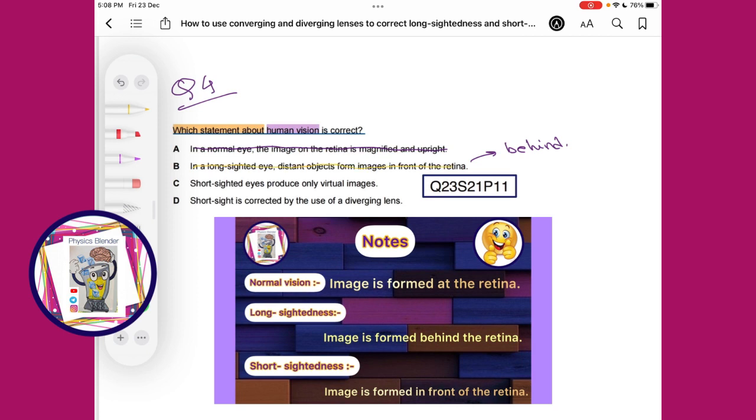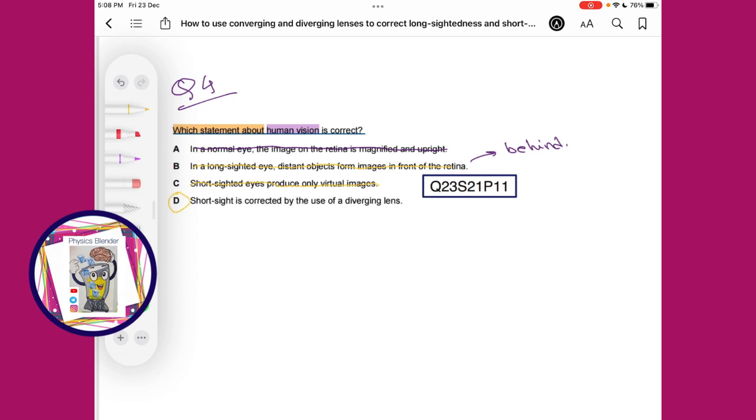Short-sighted eyes produce only virtual images? No, in all cases, the images are real. Short sight is corrected by using a diverging lens, right? We said it earlier in the last question. Okay.